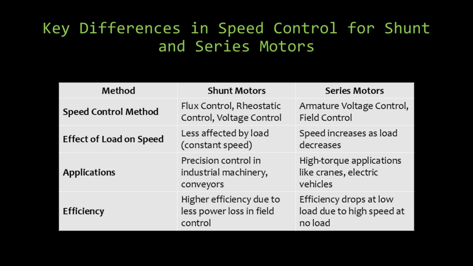Shunt and series motors exhibit distinct speed control characteristics. Shunt motors maintain relatively constant speed across different loads, making them ideal for precision industrial machinery. Series motors, in contrast, experience significant speed variations with load changes. Their speed increases as load decreases, making them suitable for high-torque applications like electric vehicles and cranes.